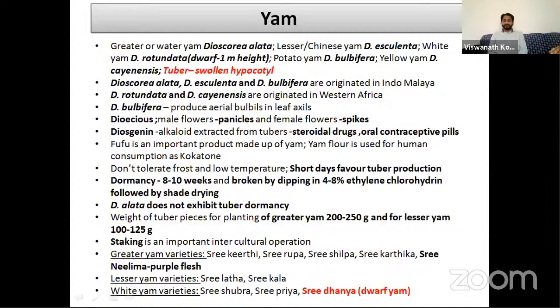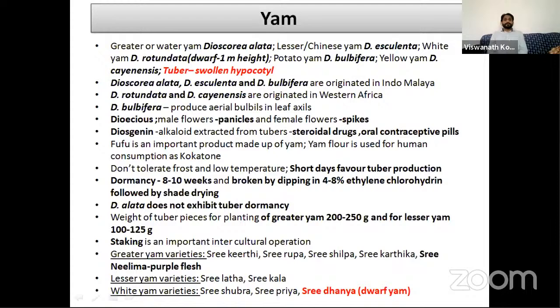There is another yam, potato yam, or the aerial yam, the Dioscorea bulbifera. It produces bulbils in the aerial portion of the vine. In the leaf axils of the vine, it produces bulbils. And there is another yam, the Dioscorea cayenensis, which is yellow yam. Here the tuber is the swollen hypocotyl. In taro, it is stem modification. So edible portion is stem modification in taro. The edible portion in yam is the swollen hypocotyl.